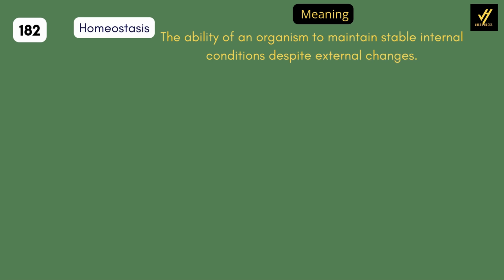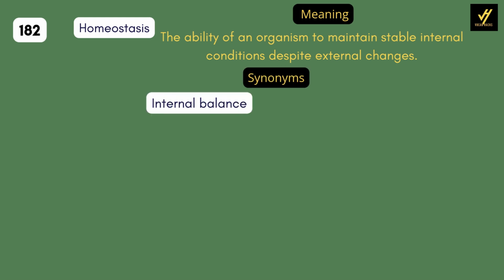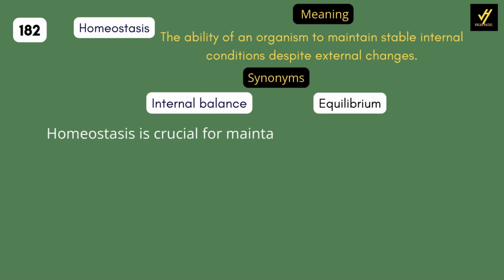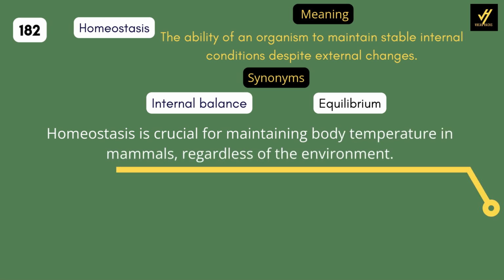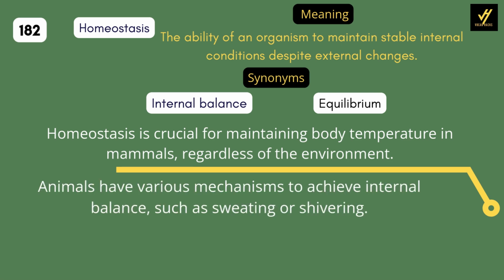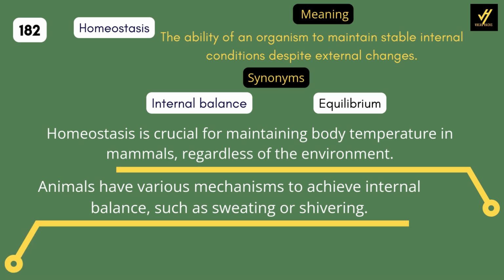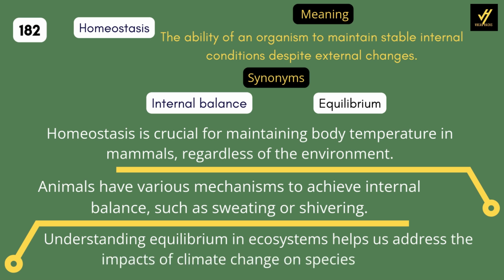Homeostasis, the ability of an organism to maintain stable internal conditions despite external changes. Homeostasis is crucial for maintaining body temperature in mammals, regardless of the environment. Animals have various mechanisms to achieve internal balance, such as sweating or shivering. Understanding equilibrium in ecosystems helps us address the impacts of climate change on species survival.